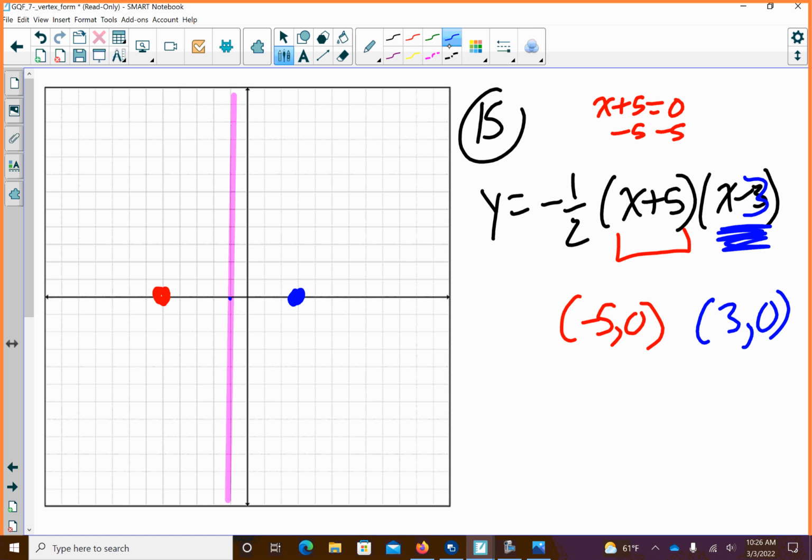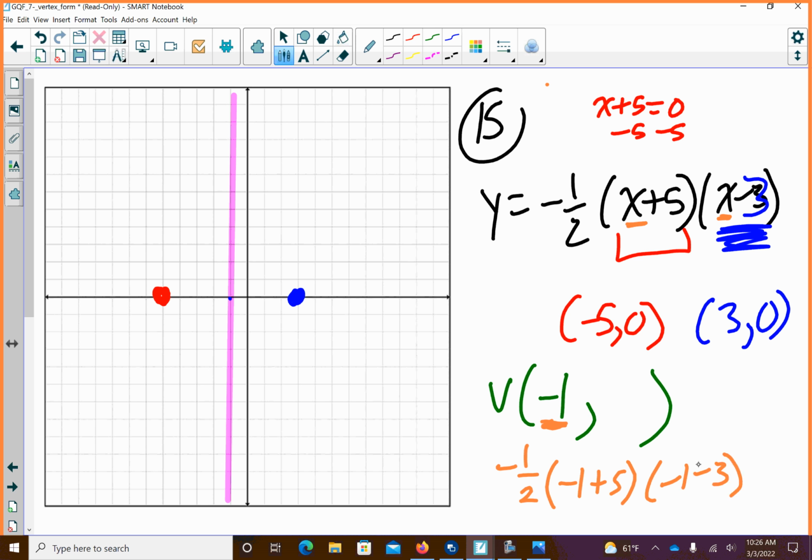So friends, we've said this many times. What's definitely going to live on that axis of symmetry? The vertex. Okay, so I know that my vertex is going to be at negative 1 comma something. Agree? All right. What should I do to get my y value out? Yes, very good. So I'm going to take this value here, and I'm going to plug it into both of the x's. But I have the whole equation. I have negative 1/2 times negative 1 plus 5, and then negative 1 minus 3. Okay, this is where my x's used to live. Agree?